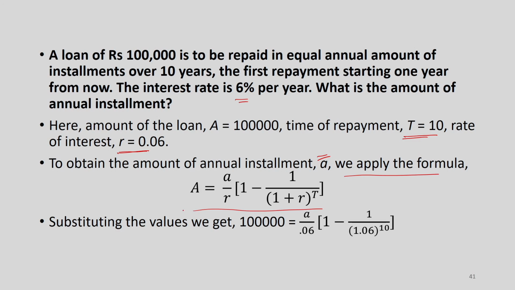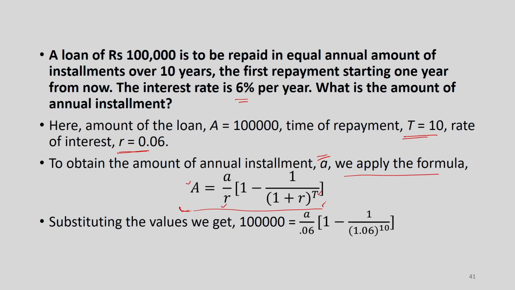So, this formula actually comes from the summation of a finite geometric series. You just have to go back to the books and the notes to remember this formula. Now, I just have to substitute the values of capital A, r and capital T, which we know. What we do not know is small a, the annual installment, that we have to solve.